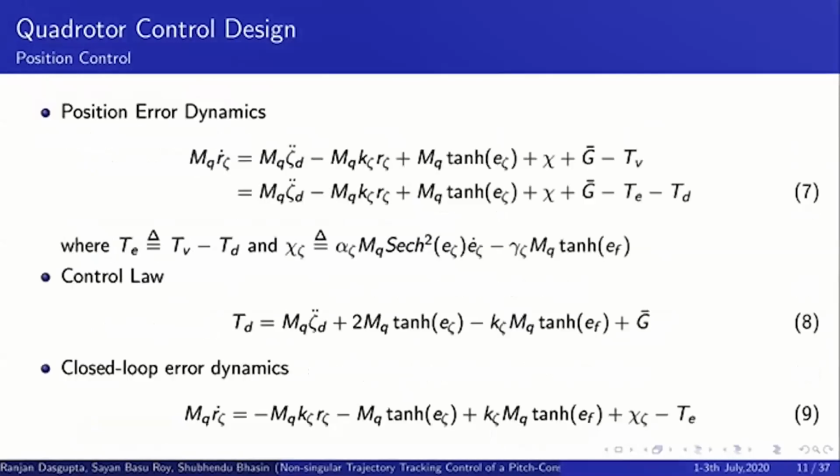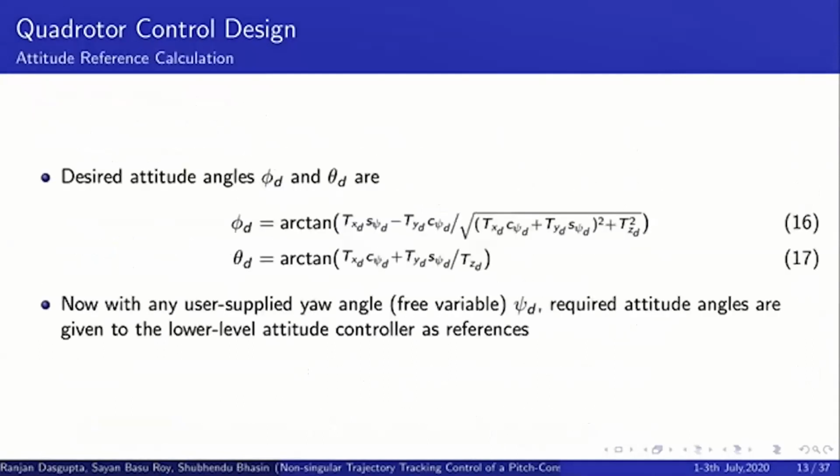Equation 7 describes the open loop position error dynamics. The term is the virtual control error defined and introduced in equation 7 in such a way that a backstepping-like design can be formulated. The saturated virtual control gives desired roll and pitch angles given by equation 16 and 17, where yaw angle is a user-defined free variable. The usefulness of the arctan function is to remove sign ambiguity.